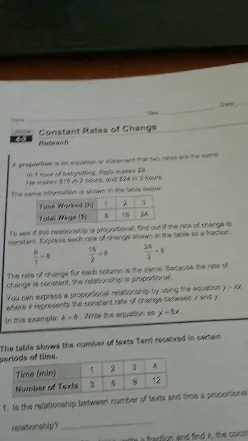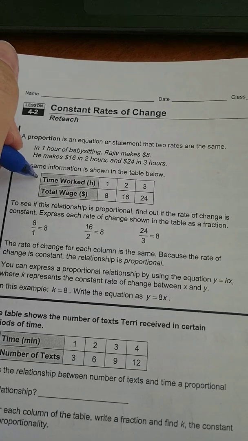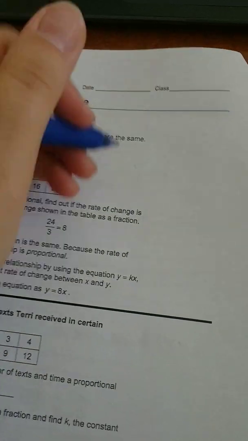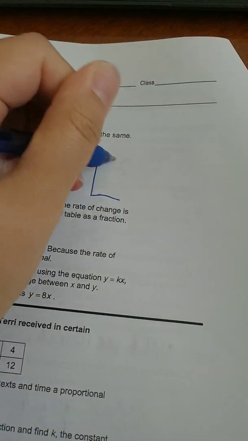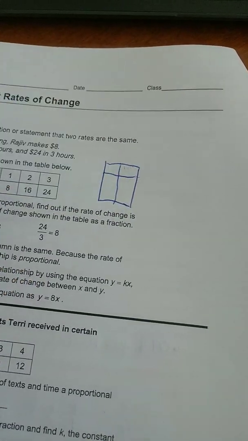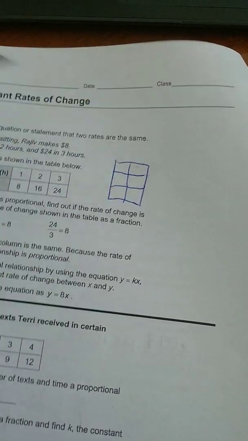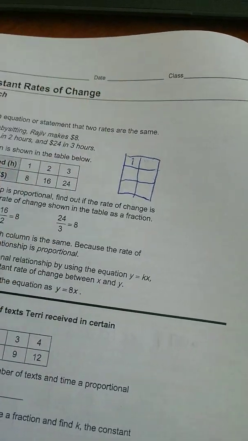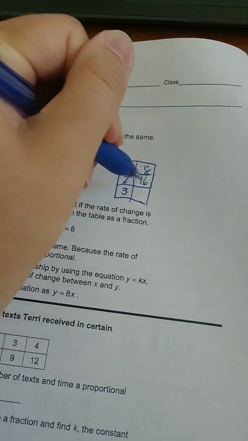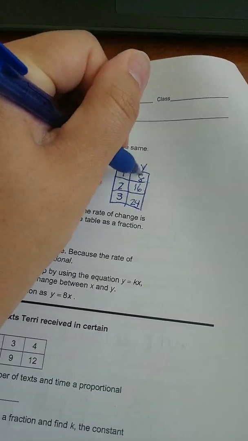We are used to this table, or at least we should be by now. I've taught it in class. Remember, the top numbers are X values, the bottom are Y's. Same thing if the table were vertical: if we had 1, 2, 3, and then 8, 16, and 24, the left would be our X values and the right would be our Y.